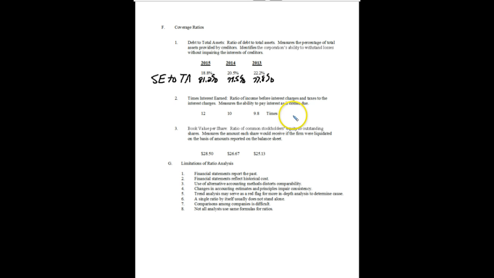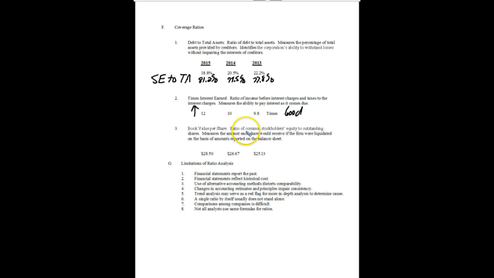Times interest earned measures the ability to pay interest as it comes due. You're looking at income before interest and before income taxes, and divide by your interest expense. So we can see that's growing. That's good. We have more strength, more profit. There's really your coverage of your interest. So we've got more profit covering our interest charges. So that's a good thing.